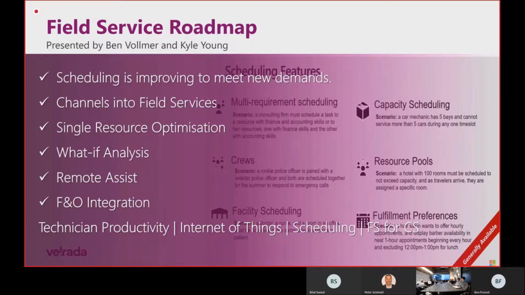So that was kind of cool. And then the 4 areas that they sort of bucketed everything under was around productivity for a technician. So this ties into channels into field services. So how can we make technicians more productive?